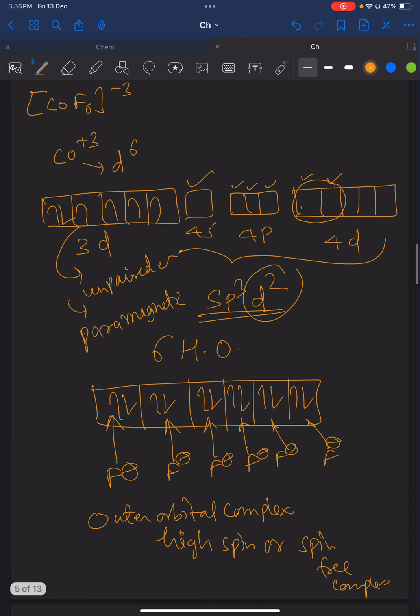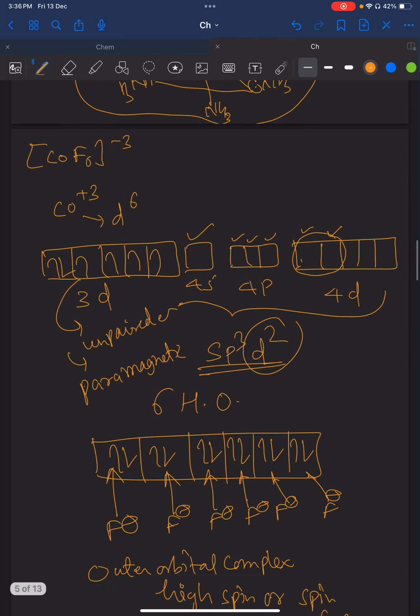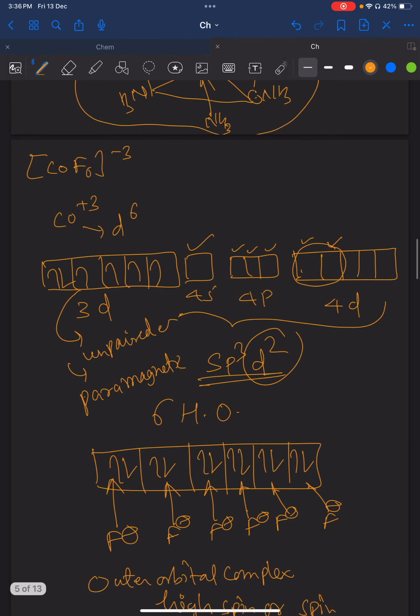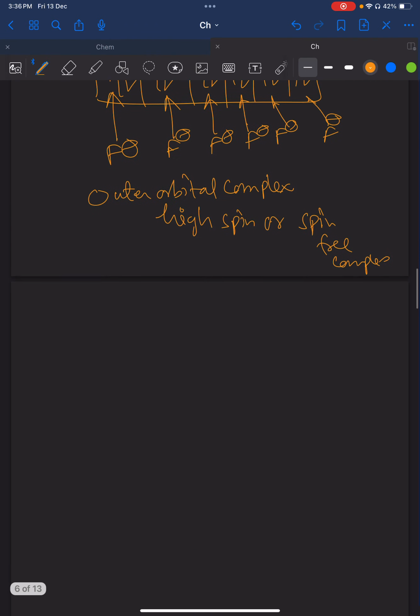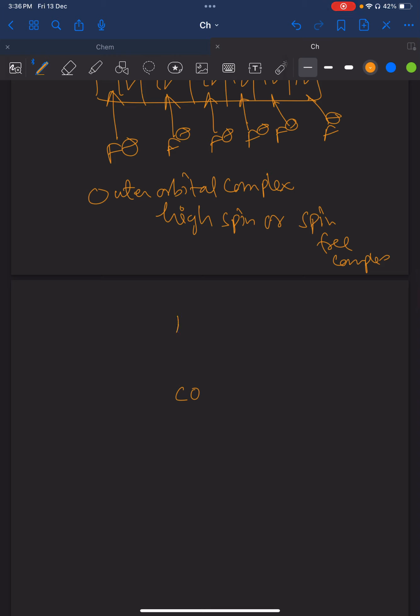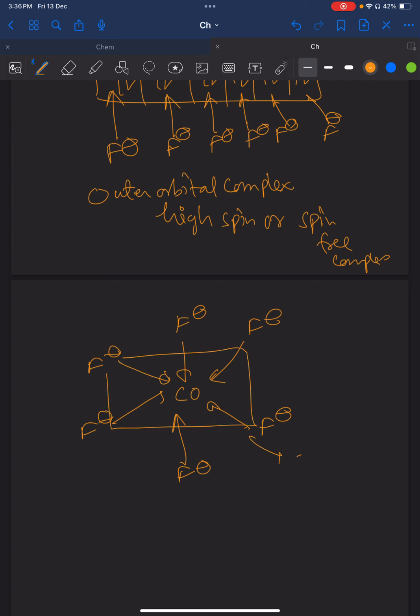So this is how valence bond theory is applied in coordination compounds. You can see under the influence of fluoride ion, they are not getting paired, and under the influence of ammonia, they are getting paired. And here also we get the same type of geometry, CoF6, with 6 fluoride ions surrounding like this, and again it is forming an octahedral complex. So this is the way VBT is applied here.